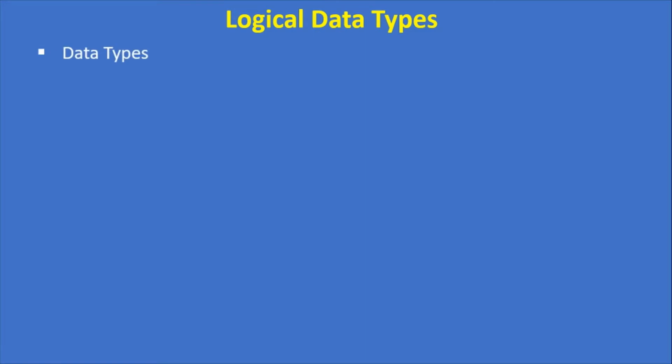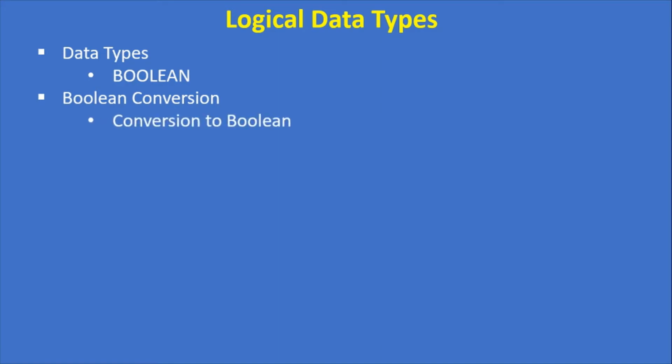Logical data types. We have a data type called Boolean. Boolean conversions to Boolean, conversion from Boolean, and examples. Also, we are going to see the example through a demo.